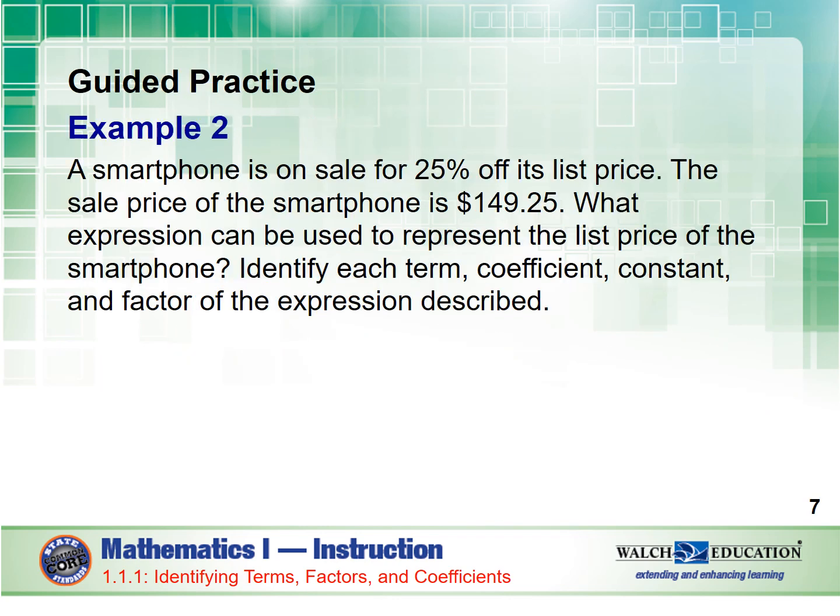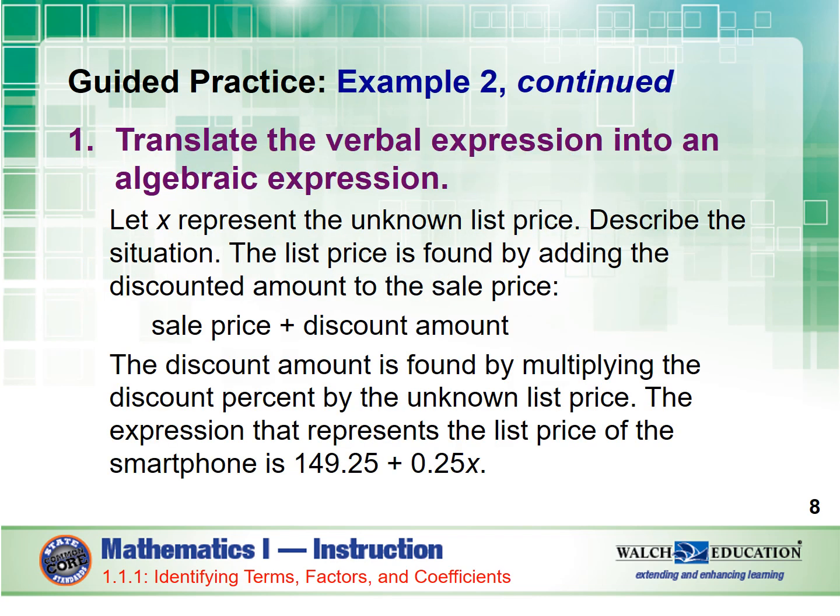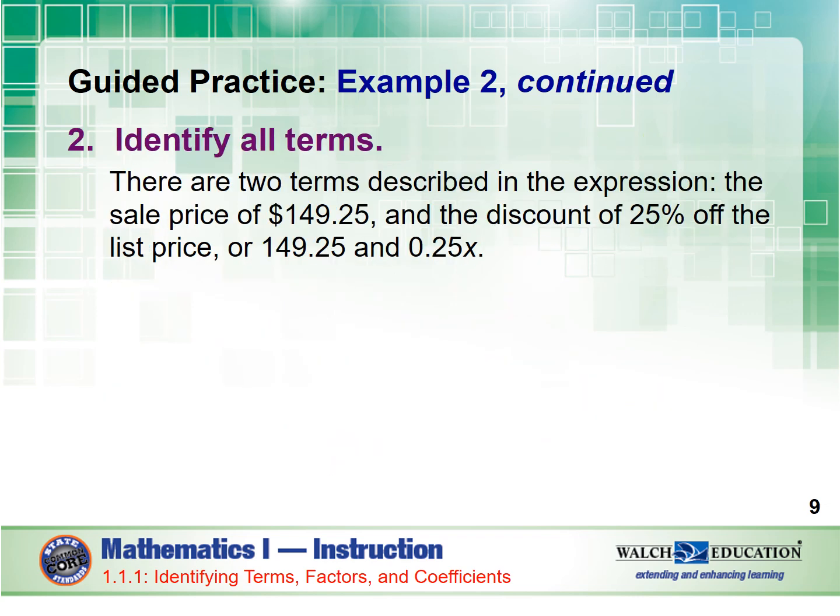The sale price of the smartphone is $149.25, and you've got plus the discount. The discount is 25%. So there are two terms described in this expression. The question asks us to identify the terms: the sale price of $149.25 and the discount of 25% off the list price. So your two terms in this are going to be 149.25 and 0.25x.